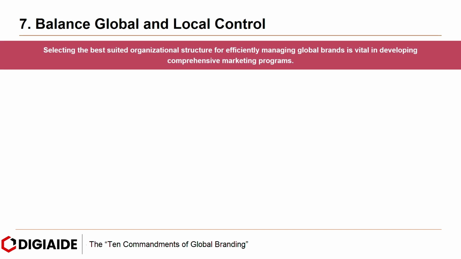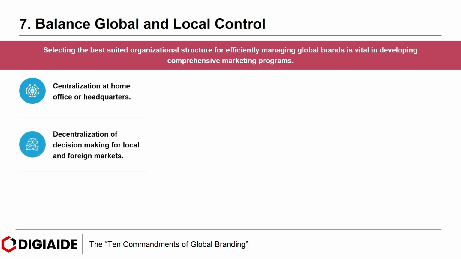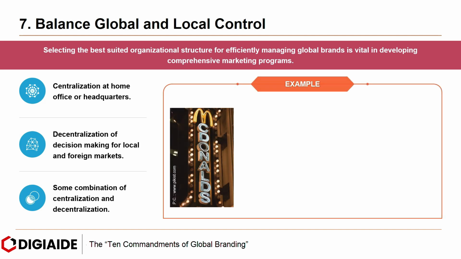Moving on to the seventh commandment of balanced global and local control. Selecting the best suited organizational structure for efficiently managing global brands is vital in developing comprehensive marketing programs. There are 3 options here. First, centralization at home office or headquarters. Second, decentralization of decision making for local and foreign markets. And finally, some combination of centralization and decentralization.